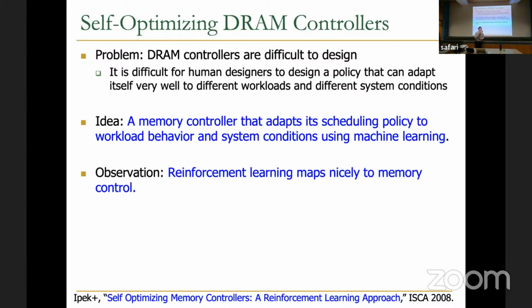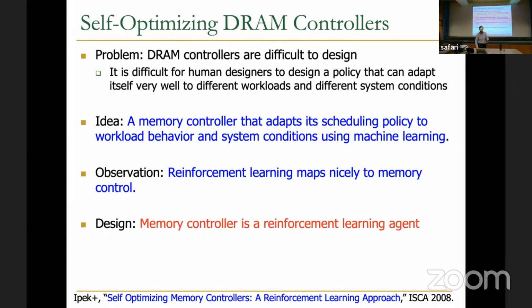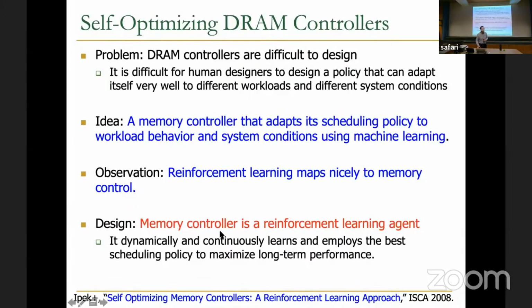And the key observation is what kind of machine learning, of course, right? The machine learning here that we use is reinforcement learning, which maps nicely to memory control. And this is a paper that we're going to assign. You can read it in more detail. Reinforcement learning maps nicely because of what I will show you in a little bit. But basically, we're going to design the memory controller as a reinforcement learning agent that dynamically and continuously learns and employs the best policy to maximize long-term performance.